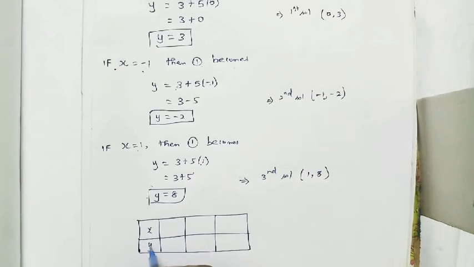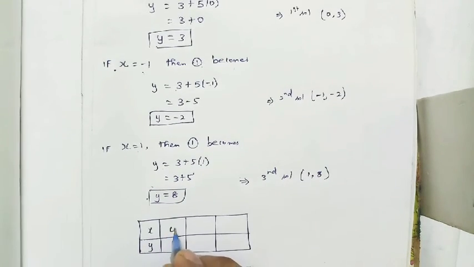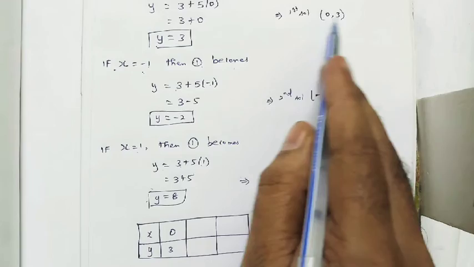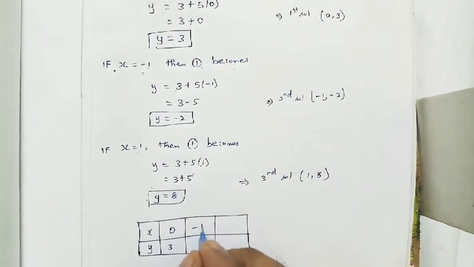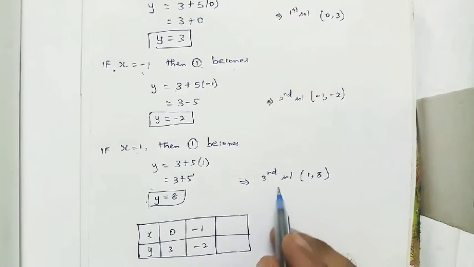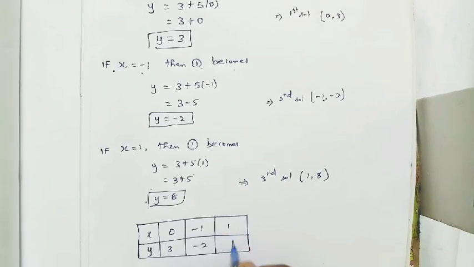Now write the solutions. What is the first solution? 0 comma 3. x is equal to 0 and y is equal to 3. Second solution, minus 1 comma minus 2. x is minus 1, y is equal to minus 2. And third solution, 1 comma 8.